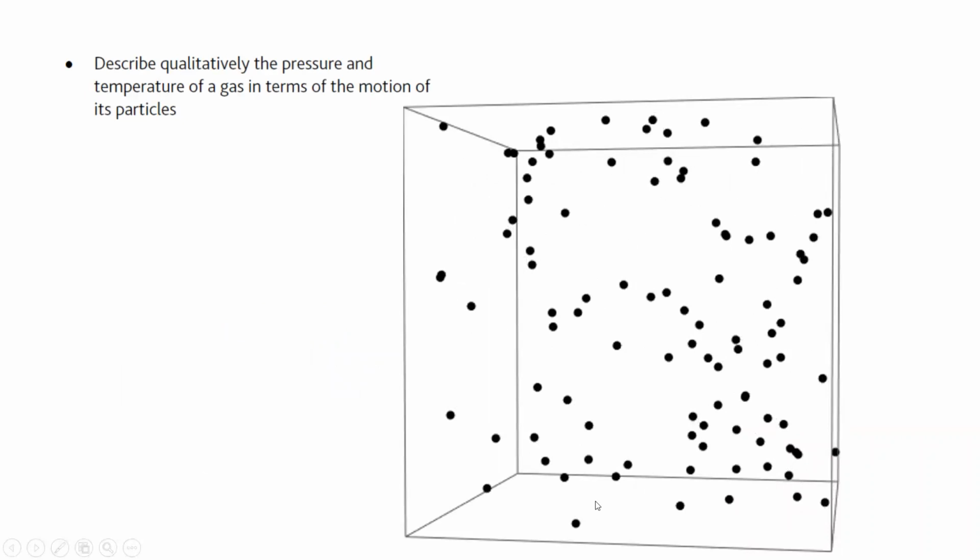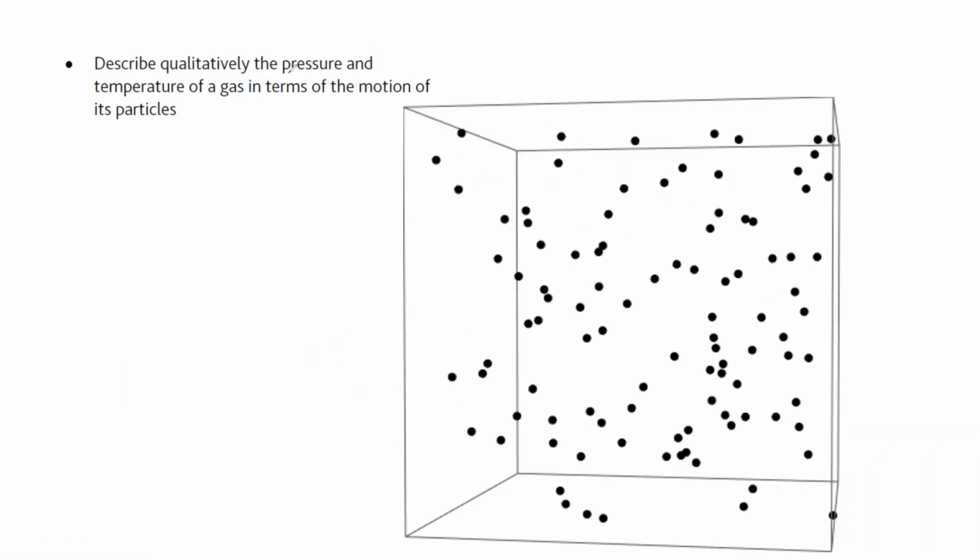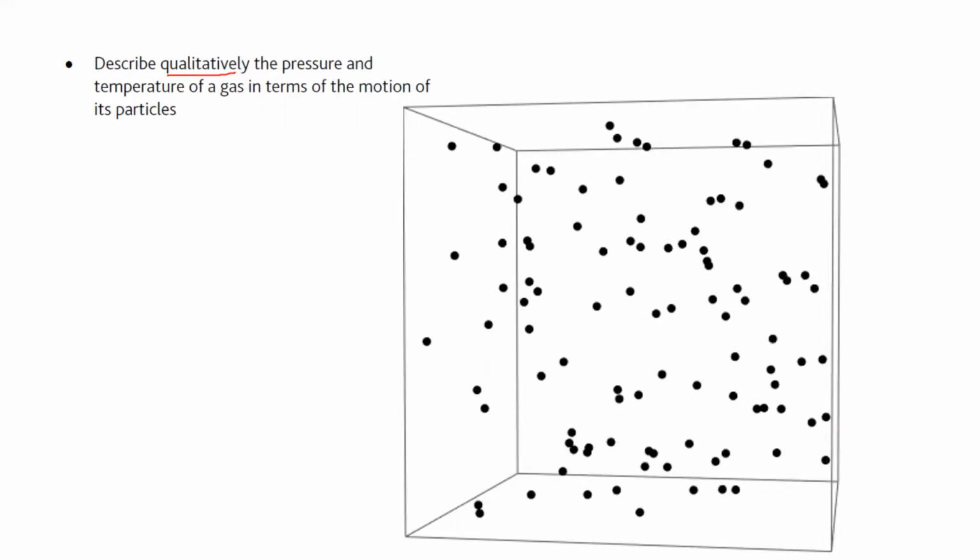This is the topic for today. Describe qualitatively the pressure and the temperature. The term qualitative means you will not use any formula here, you just have to explain the idea. If it is described quantitatively, it means you have to use a formula to explain the idea, but qualitative is just about the theory. So how do we explain the pressure and the temperature of a gas?